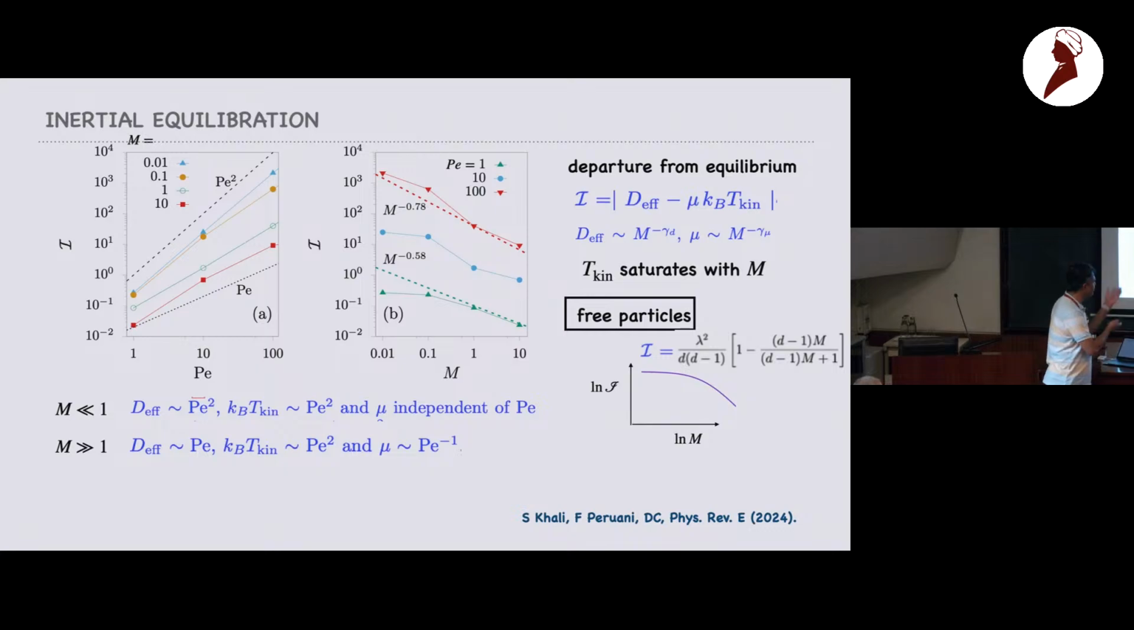And if you look at this departure from the equilibrium fluctuation dissipation relation, again you see that this decreases as you increase inertia. So with this I stop and will not get into the other part.